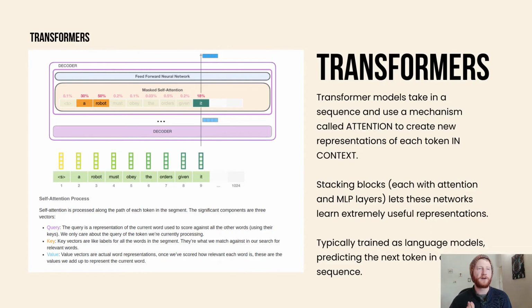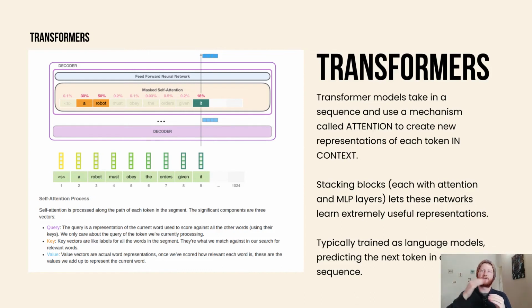So you can see here the token it, right, at the end of the sequence. What is it referring to? Well, it's the robot that's being mentioned earlier. And so you can see the self-attention is able to kind of incorporate relationships between words in this sequence. So this turns out to be very powerful.